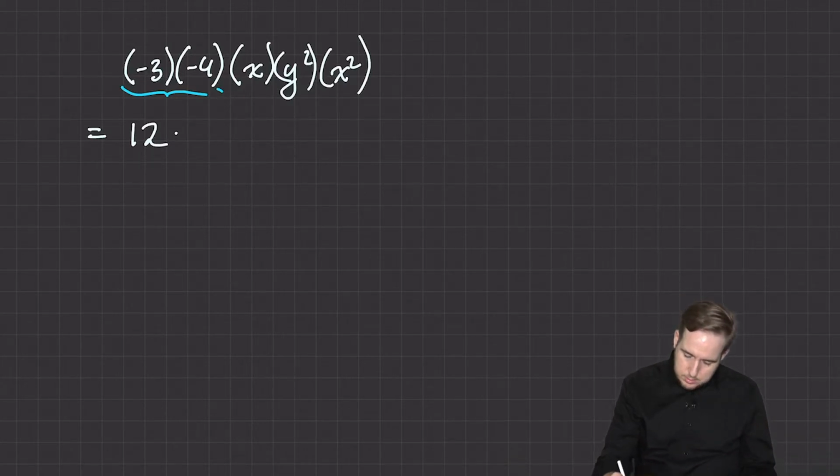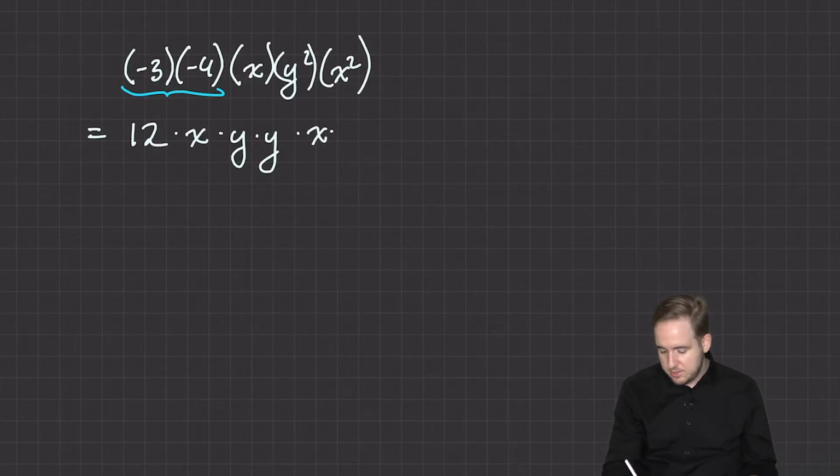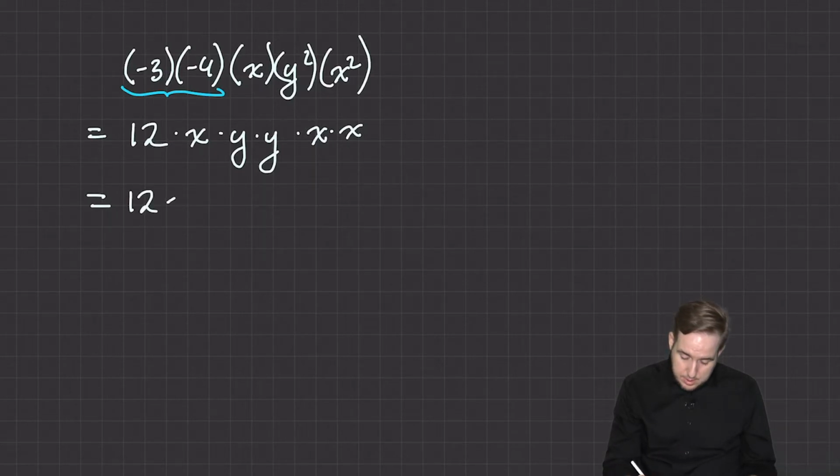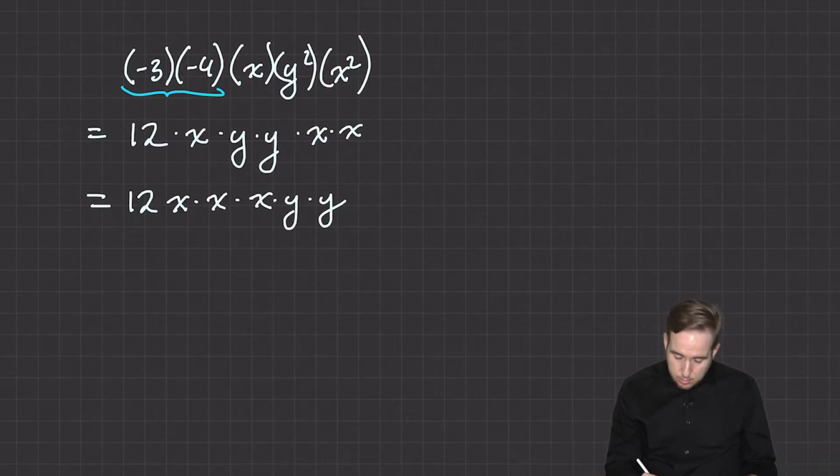So this is times x. Now, I'm going to write this out the long way, and in a second I will show you how to not have to write it out the long way. y squared is y times y, and x squared is x times x. But now I can rewrite in any order that I want. This is 12 times x times x times x times y, and I know I can shorten these three and these two.